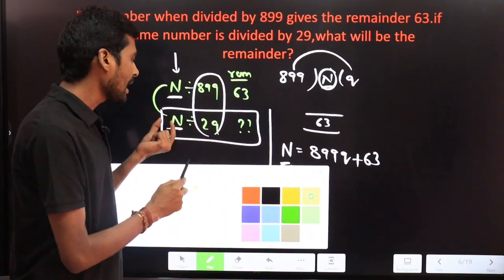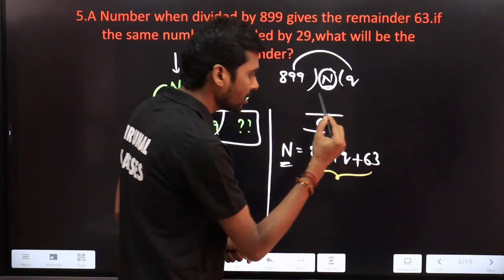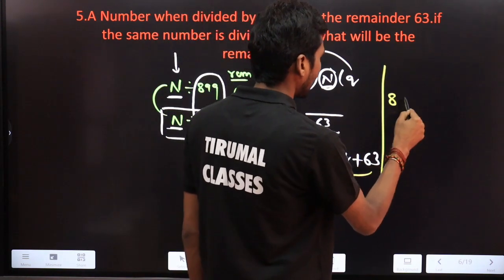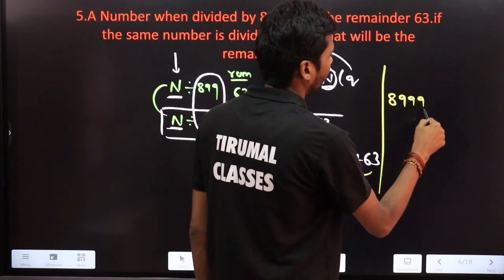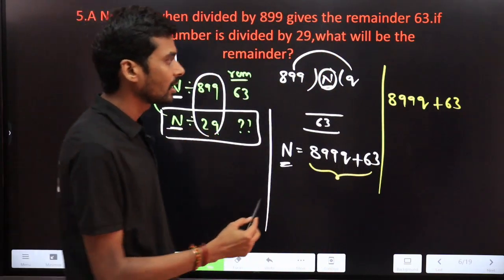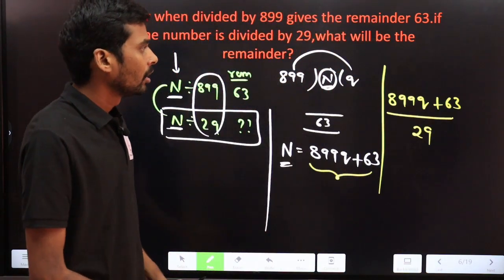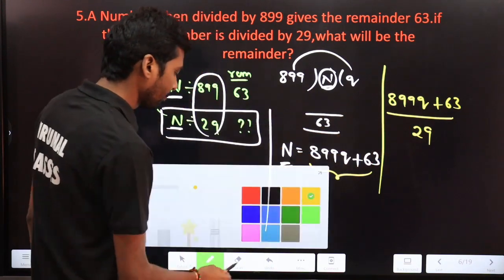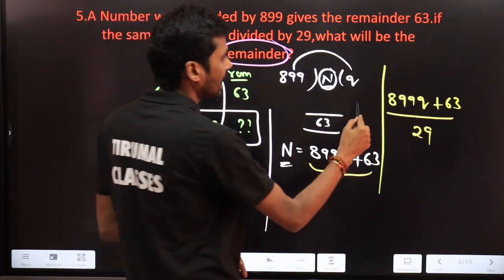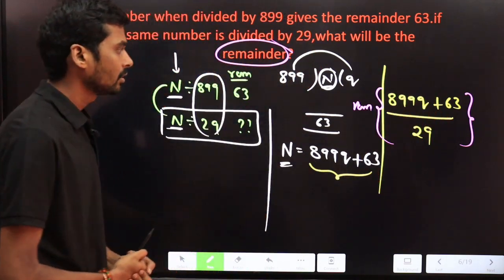What is the remainder when n is divided by 29? So what is the value we got for n? The value is 899q plus 63. Now this number is divided by 29. If you divide 899 by 29, what is the remainder? Anyway, finally we have to find out the remainder of this value, right?